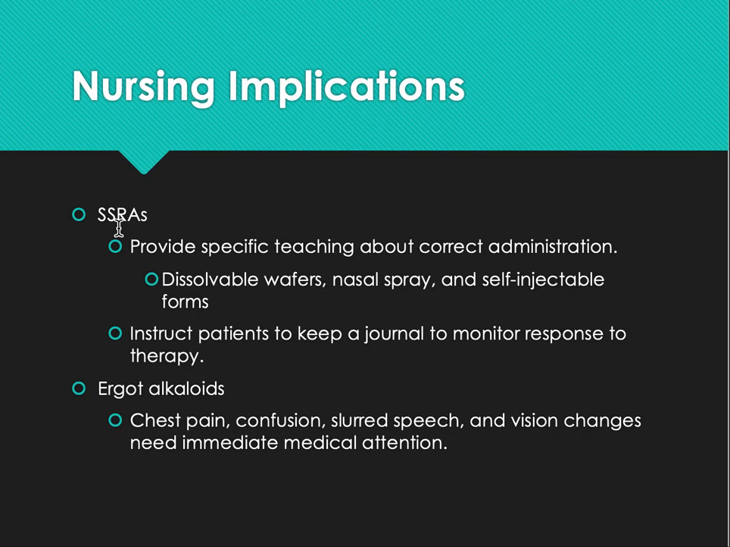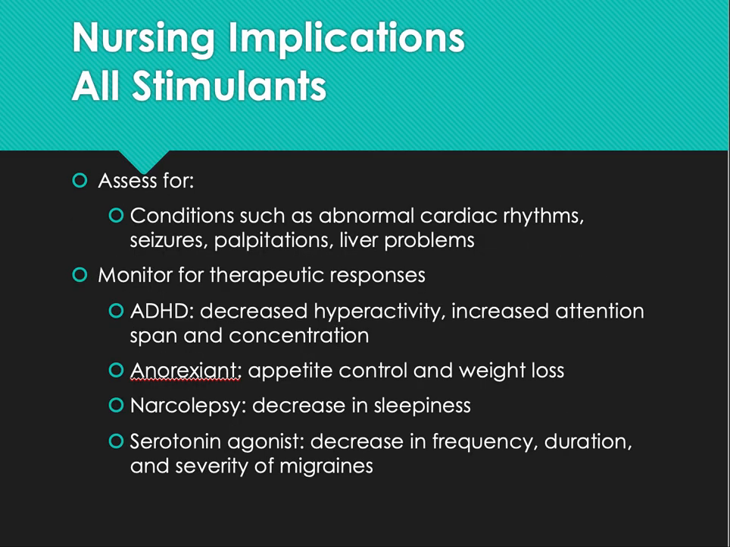For ergot alkaloids, remember, lots of side effects, okay? And so we have to make sure that they know when to call the doctor. And that includes if they have chest pain, if they are having stroke symptoms like confusion, slurred speech, vision changes. All of those can happen because of the vasoconstriction in the brain with ergot alkaloids. So lots and lots of side effects with those. And those, they need to seek medical attention. Our SSRAs, those just don't happen with those.